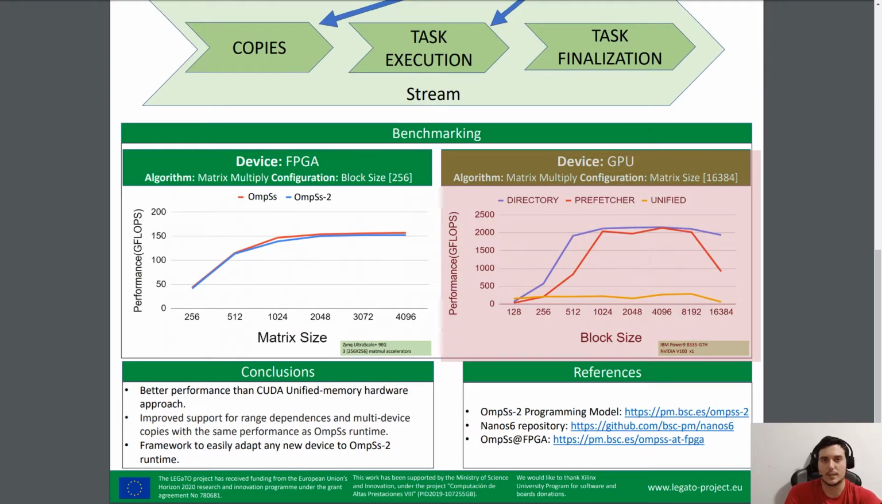On the GPU benchmark, we are comparing the performance with different block sizes and a fixed matrix, all of this within ARM's true runtime. In blue, we use our implementation. In red, unified memory with data prefetching, and in yellow, unified memory without prefetching. As we can see, the directory, being the case of our implementation, outperforms the hardware-assisted unified memory, and all of this while still being transparent to the user, thanks to ARM's true programming model.